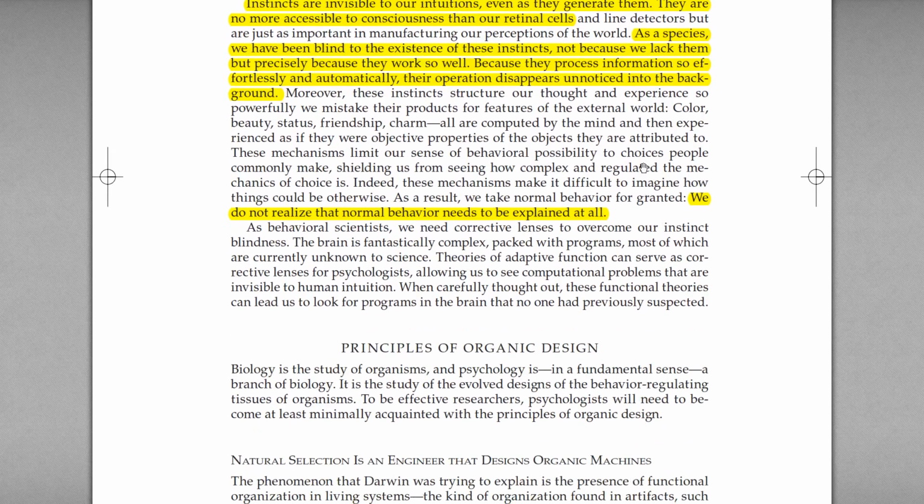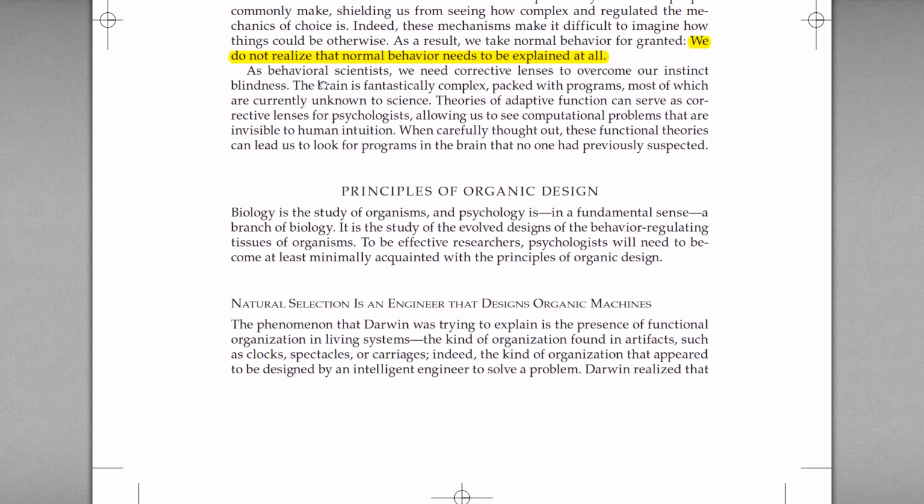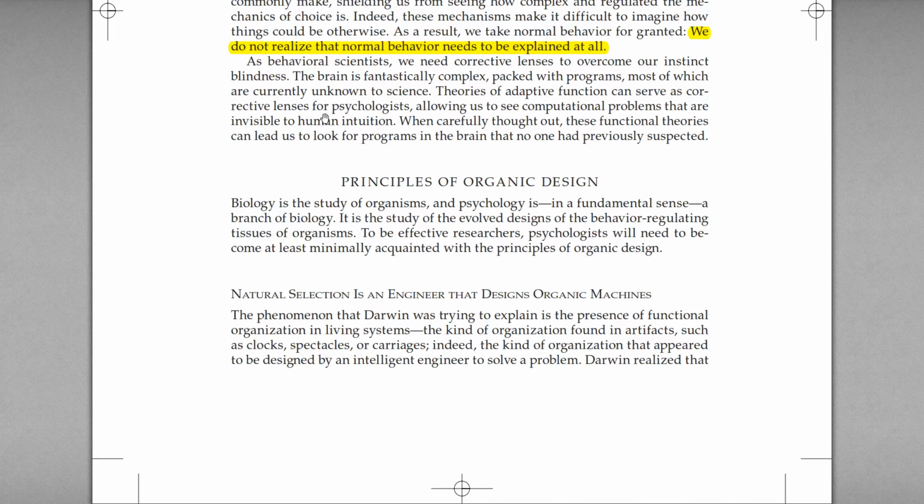Oh, this is super interesting. As a species, we have been blind to the existence of these instincts, not because we lack them, but precisely because they work so well, because they process information so effortlessly and automatically. Their operation disappears unnoticed into the background. So yeah, again, it's like when you see a face, there are like 100 instincts popping up, right? Or maybe only one, I don't know. But at least you see a face, and we have already studied babies. We know that they understand faces right from the get-go, nearly. So we know they have some mechanisms in the brain that make them recognize mouth and eyes and how they are related to each other, stuff like that, right? And we also know other animals can do that too, for example, chimpanzees. So that's again an instinct.